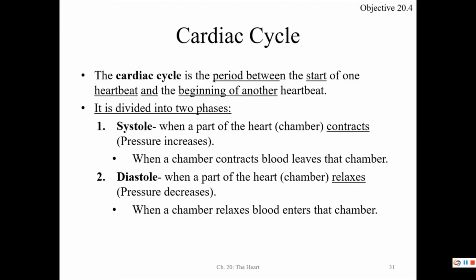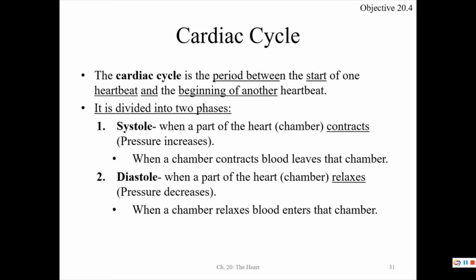What we want to make sure we understand is one important key term that's going to set a lot of what we're talking about, the cardiac cycle. Now, the cardiac cycle is from the start of one heartbeat to the beginning of another heartbeat. So it is one lub dub, one pump of the heart.